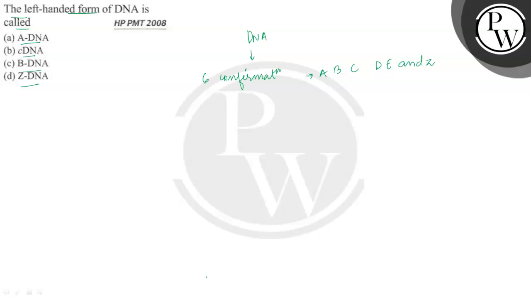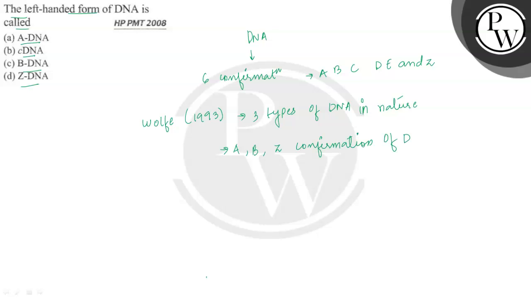However, according to Wolfe, 1993, only 3 types of DNA are found in nature. What are the 3 types? It is the A, B and Z conformation of DNA.